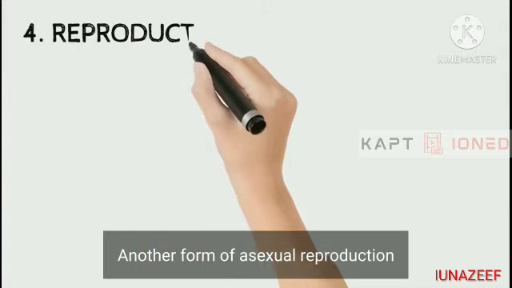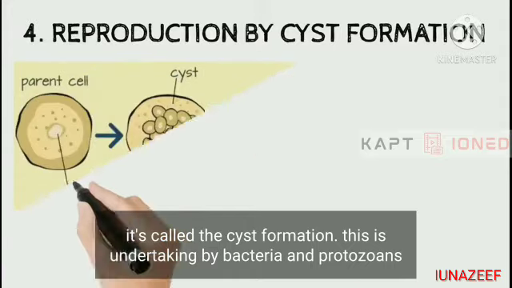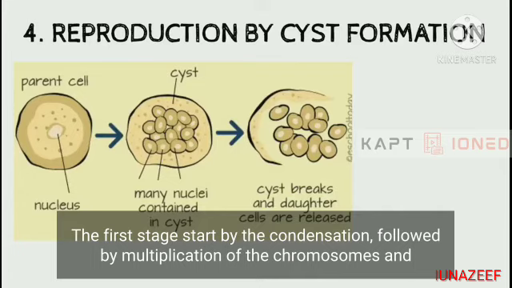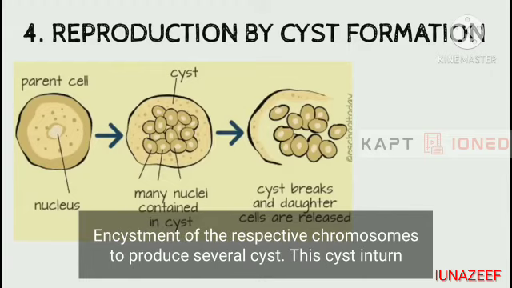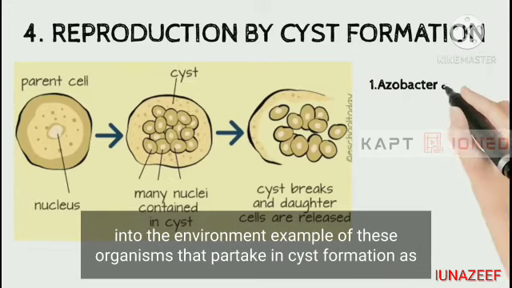Another form of asexual reproduction is called cyst formation. This is undertaken by both bacteria and protozoans. The first stage starts with the condensation of the chromosomes, multiplication of the chromosomes, and encystment of the respective chromosomes to produce several cysts. These cysts, after they finish enclosing within the cyst, the cell opens and produces daughter cells that are released into the environment.